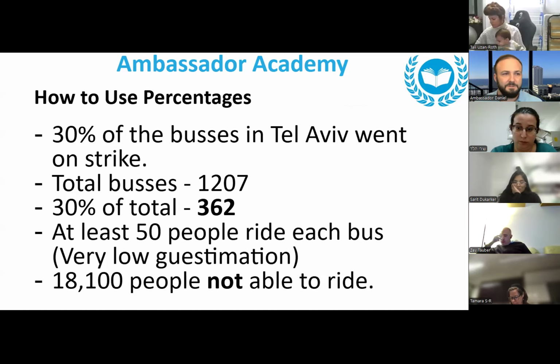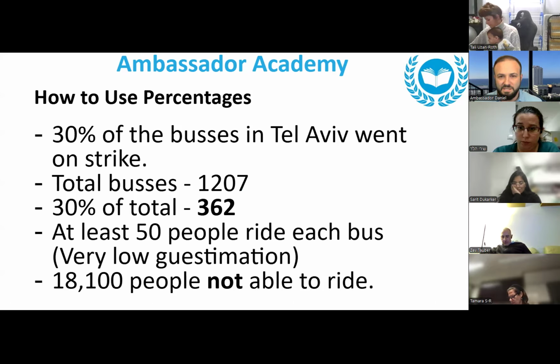Yep. So how to use percentages. 30% of the buses in Tel Aviv went on strike. Total buses, 1,207. 30% of total, 362. At least 50 people ride each bus. Very low guesstimation. 8,100 people not able to ride.